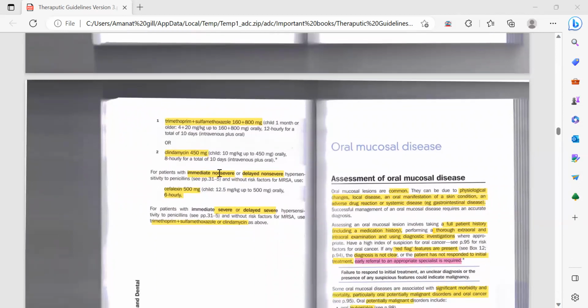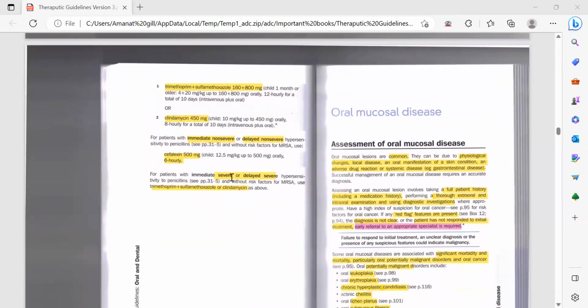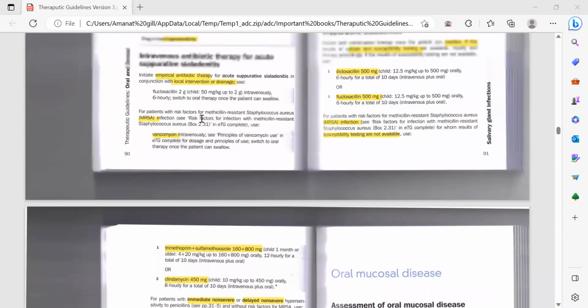Okay, and if the patient has non-severe hypersensitivity, then you can prescribe a cephalosporin. The cephalosporin you prescribe for oral intake is cephalexin 500 milligram orally 6 hourly. If the patient has immediate severe or delayed severe hypersensitivity to penicillin, then you can prescribe them trimethoprim plus sulfamethoxazole, or you can prescribe them clindamycin.